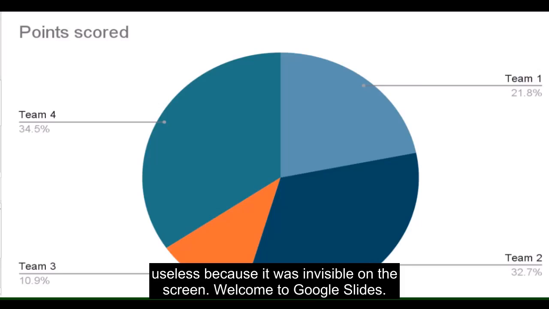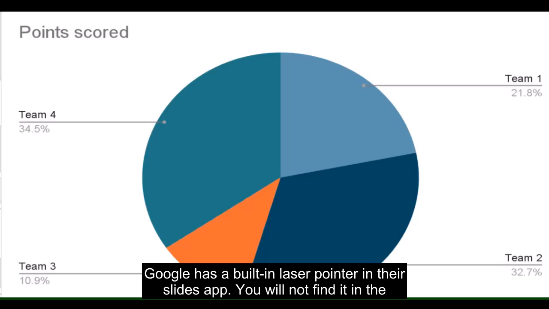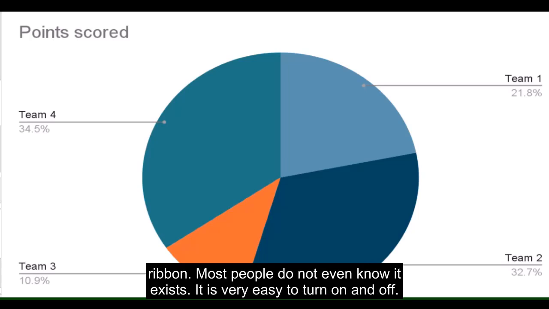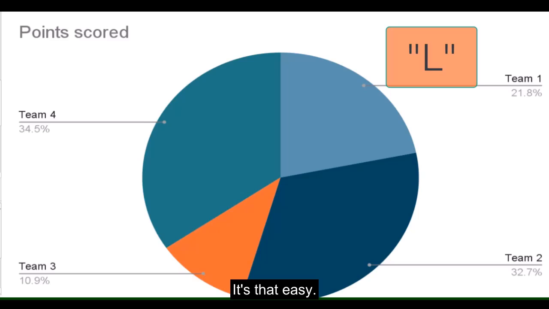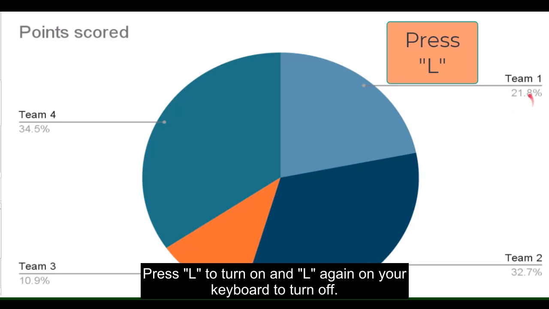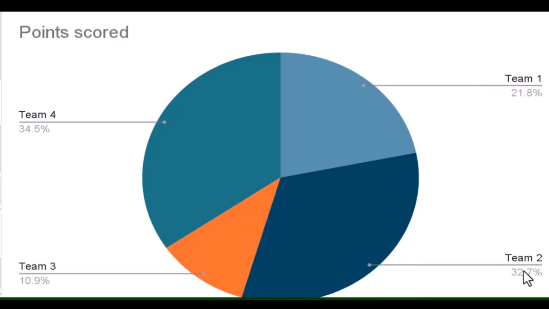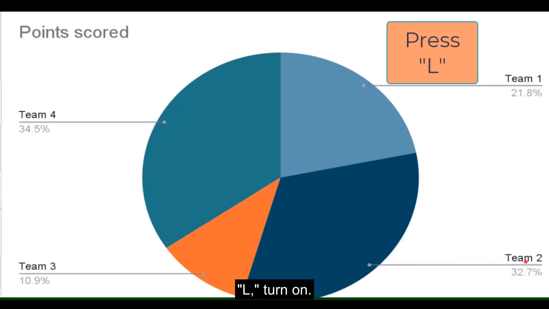Welcome to Google Slides. Google has a built-in laser pointer in their Slides app. You will not find it in the ribbon. Most people do not even know it exists. It is very easy to turn on and off. In fact, all that you have to remember is the letter L for laser. It's that easy. Press L to turn on and L again on your keyboard to turn off. L, turn on, L, turn off.